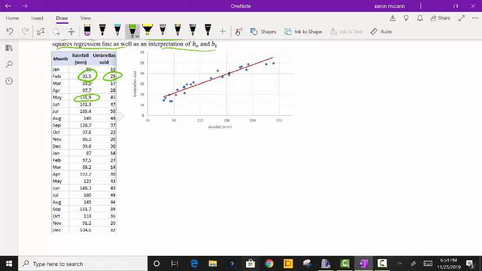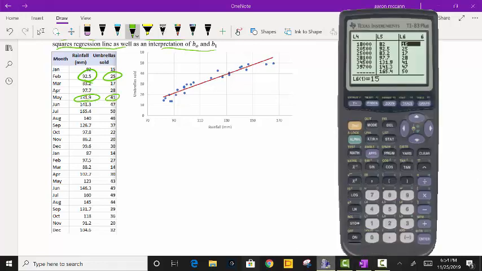In May, 131.9 millimeters and 41 sold, and so on and so forth. I put that information into my list 5 and my list 6 in my calculator. Then I can go to test, linear regression t-test, and my X list is list 5, because we're talking about rainfall predicting umbrella sales, and my Y list is list 6. Then I'm going to hit calculate.